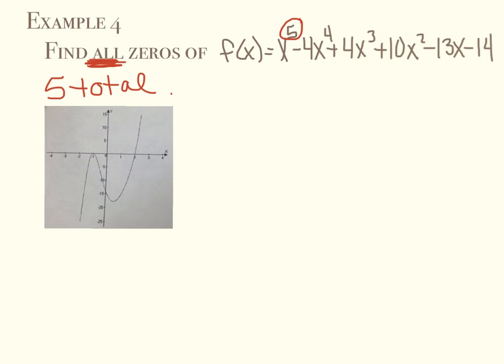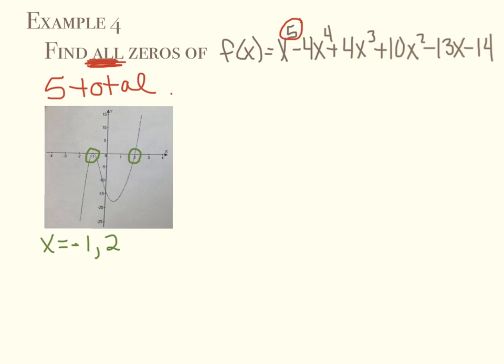I can see 1 bounce, which is probably going to count for 2, and then 1 cross through, which is going to count for 1. That's still only 3. But we know at least x equals -1 and +2. So we can use either one of these, and we're going to do some long division. I'm going to go with the 2 first since it's not repeated.